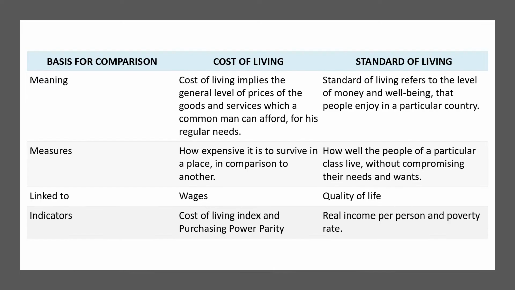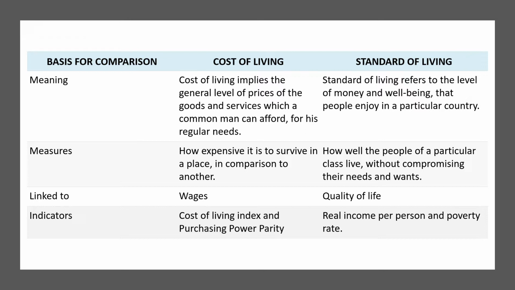So, comparison chart. Basically, the meaning of cost of living is the general level of prices of the goods and services which a common man can afford for his regular needs. But the standard of living refers to the level of money and well-being that people enjoy in a particular country. The measure of cost of living is how expensive it is to survive in a place in comparison to another. And the standard of living is how well the people of a particular class live without compromising their needs and wants.